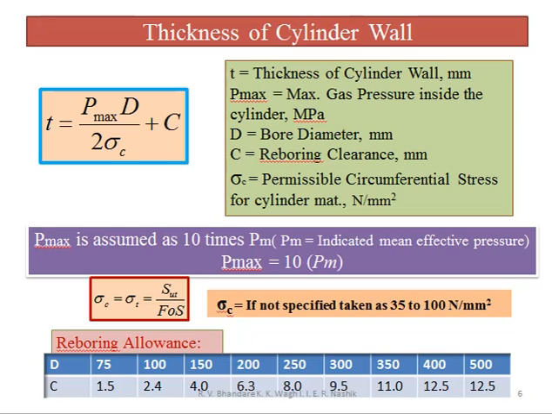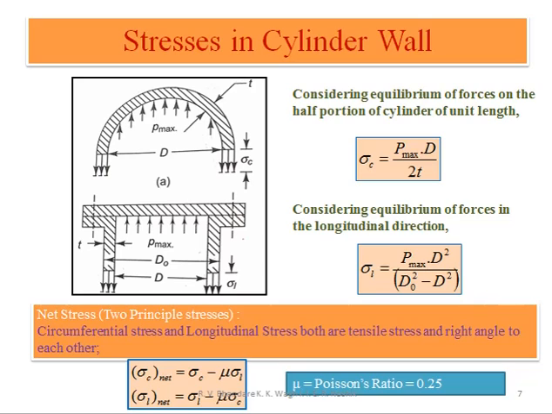Reboring allowance generally depends on the cylinder bore. Up to 75 mm bore diameter it is 1.5, for 100 it is 2.5, and if the value is in between these two, then by linear interpolation we calculate the value of the reboring allowance. Next, how to find the stresses in the cylinder wall.